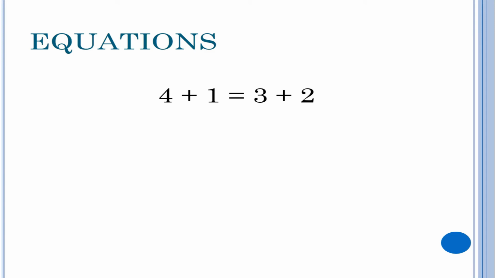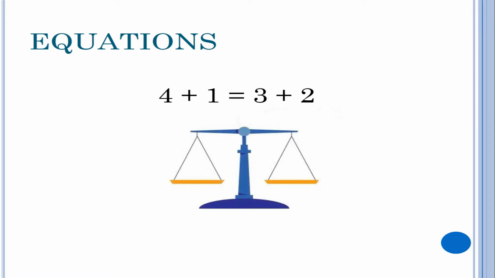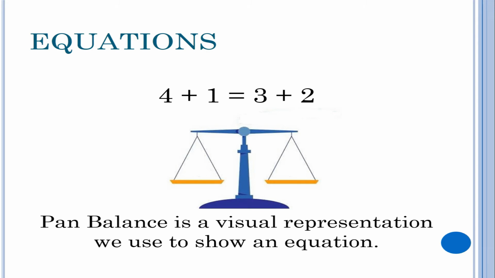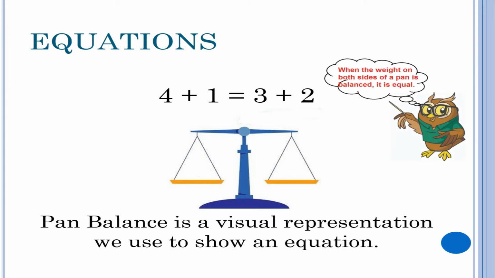We have here an example of equation. We have 4 plus 1 is equal to 3 plus 2. The left side of the equation shows that we have 4 plus 1, and then at the right side of the equation, we have 3 plus 2. We have here a figure which is a pan balance. A pan balance is a visual representation we use to show an equation. When the weight on both sides of a pan is balanced, the pan balance is said to be equal.